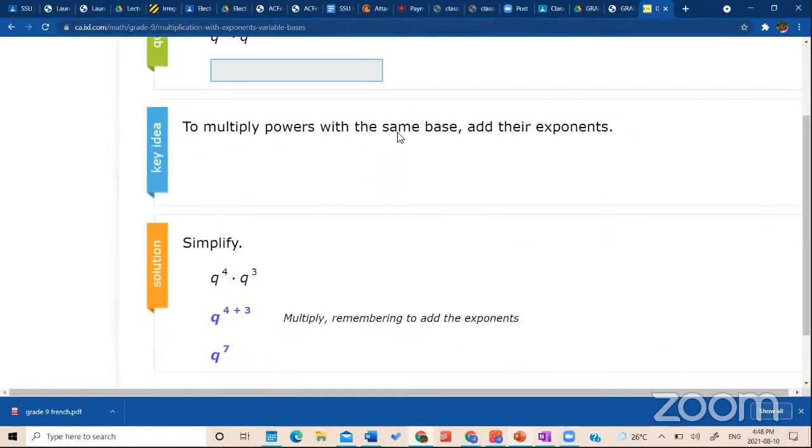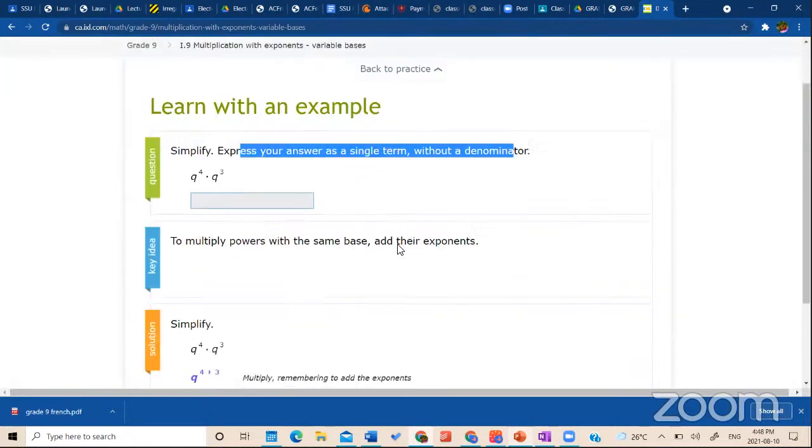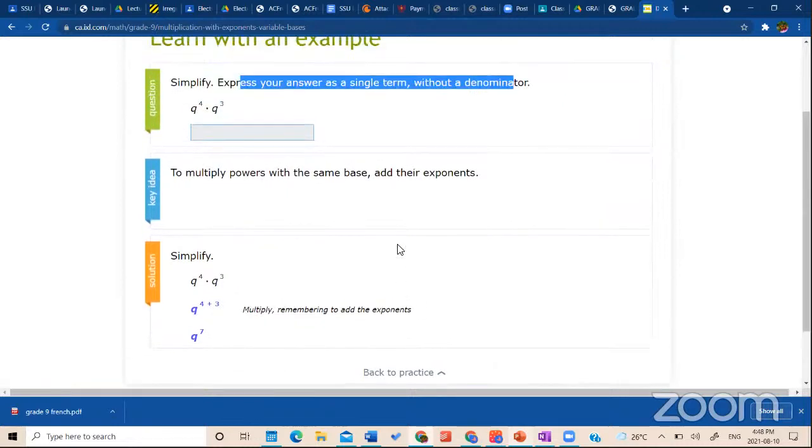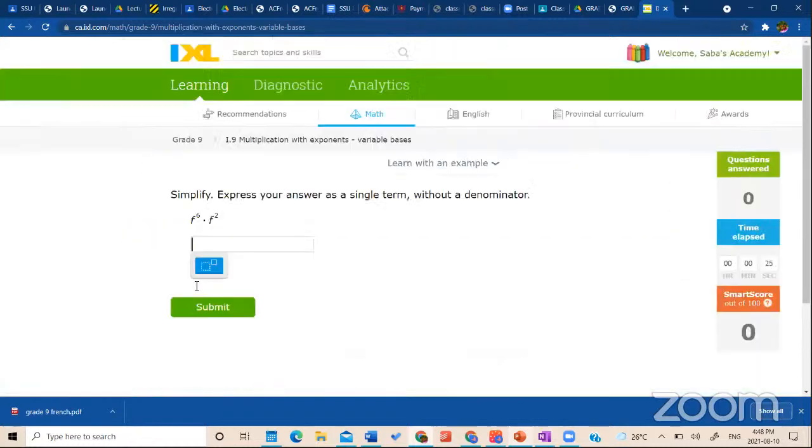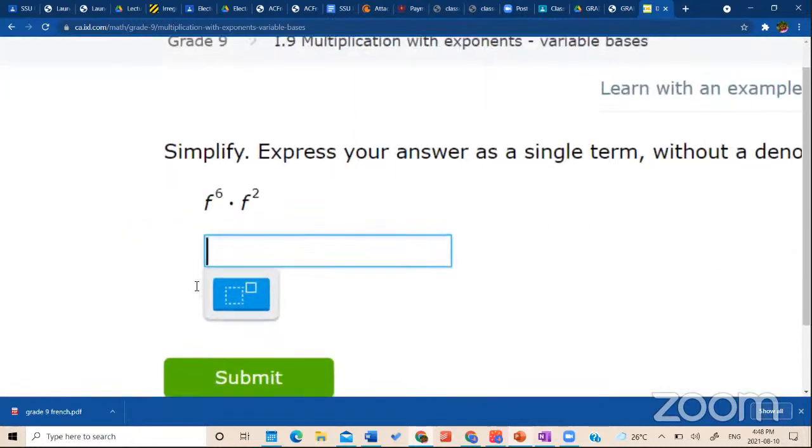To multiply powers with the same base, we add their exponents. We did something very similar to this. But this time our base, instead of being a number like 1, 2, 3, they just replace it with Q. It's not a big difference, but the rule is exactly the same.